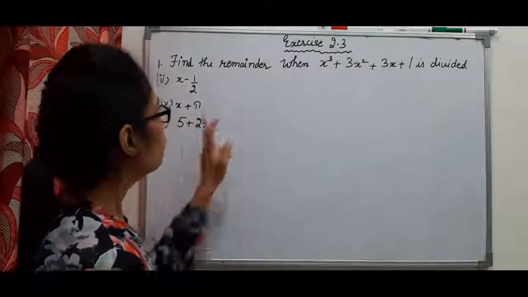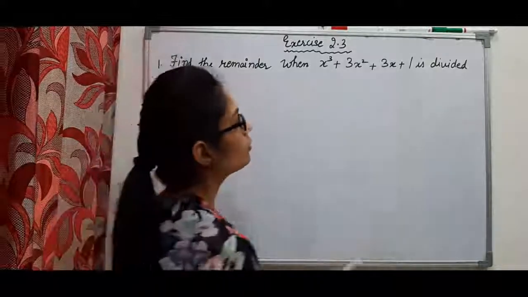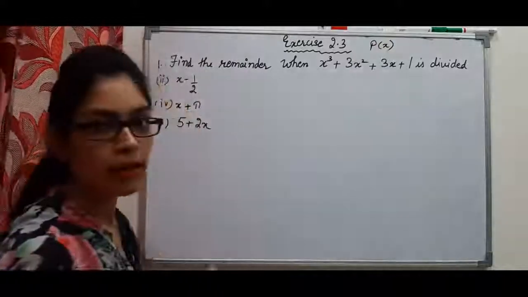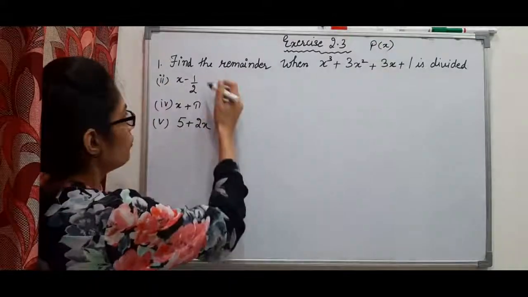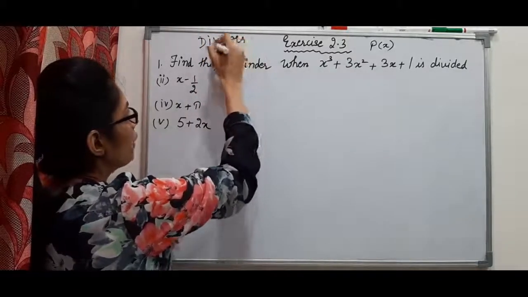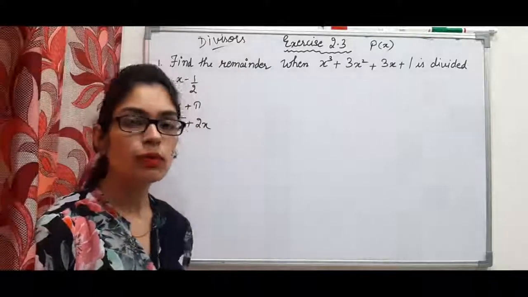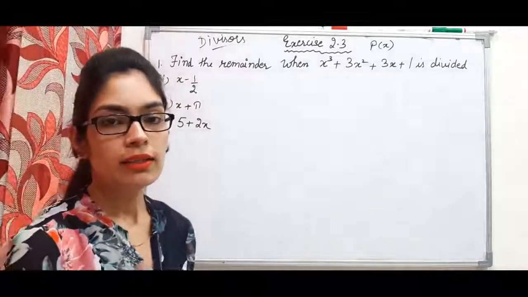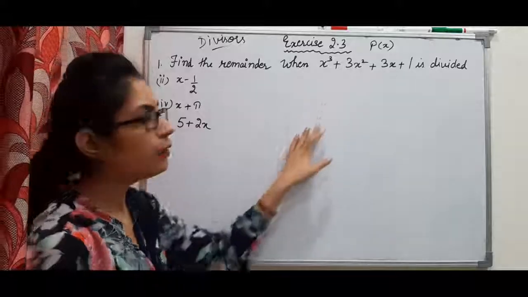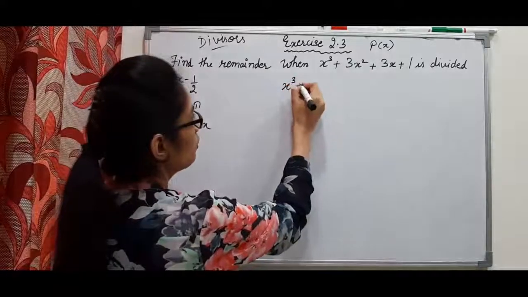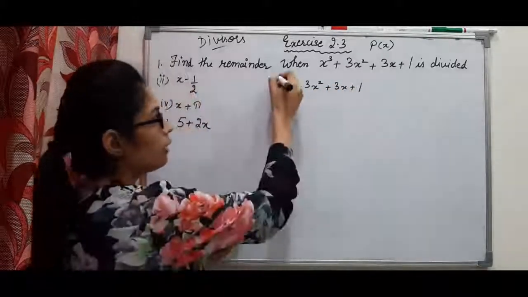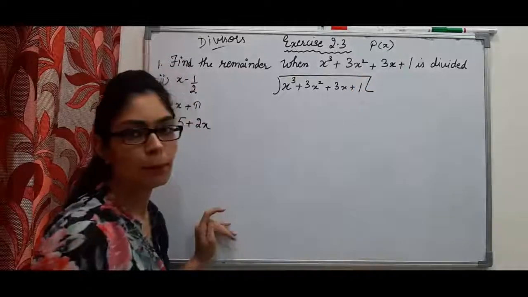In the first sum you have to find the remainder when this polynomial, so this is p(x), meaning the dividend, you have to divide by, see 5 parts have been given to you, different q(x) or different divisors have been given to you. So 3 parts I will do, 2 you have to try yourself and see have you understood how to do division or not. So let's start now. This I will write inside, x cube plus 3x square plus 3x plus 1. Same way like we have done the previous example.